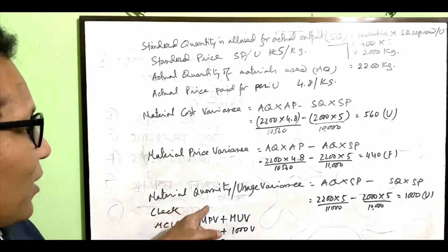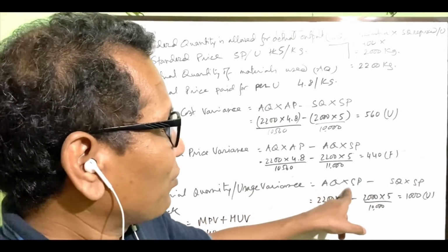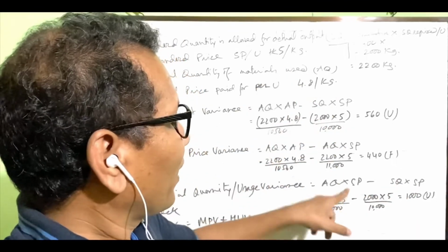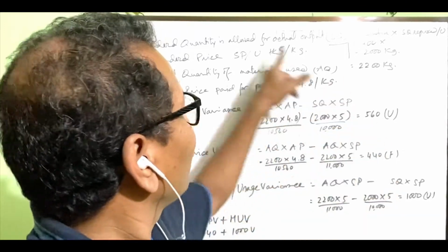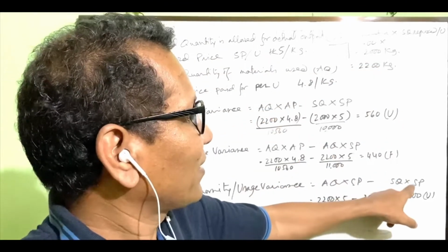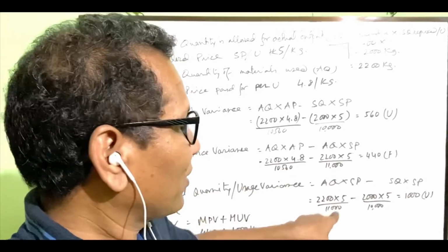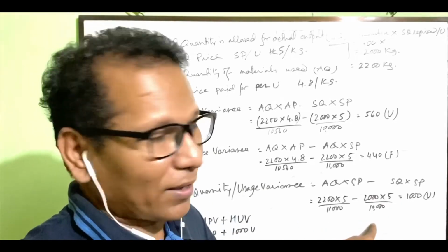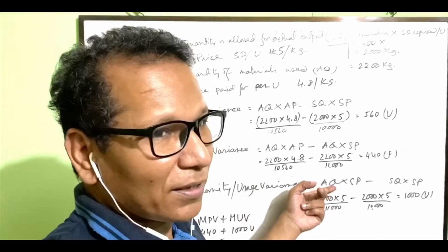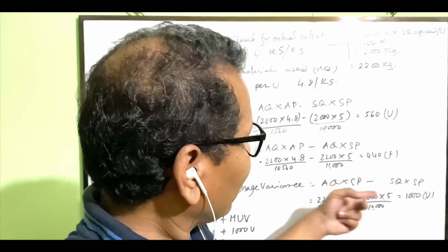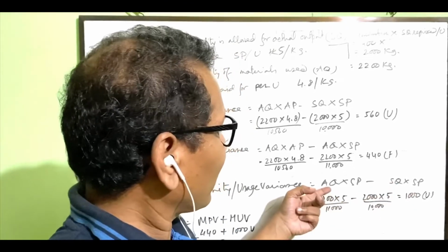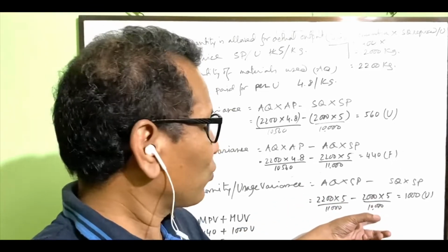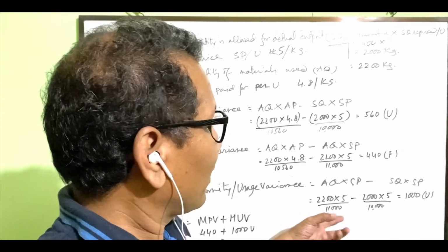Then material quantity or usage variance, the formula is actual quantity into standard price minus standard quantity into standard price. Actual quantity given, standard price given, standard quantity we calculated 2000 kg. The first part equals 11,000, second part equals 10,000. So the first part is higher than the second part. That means the actual figure is greater than the standard figure. So here we spend more than the standard amount. So here is unfavorable variance.